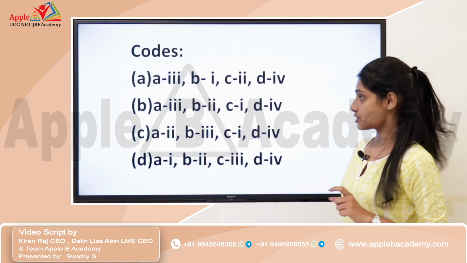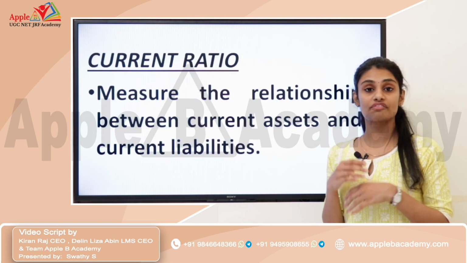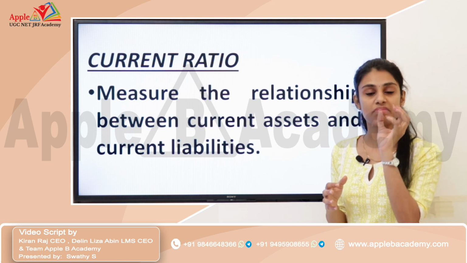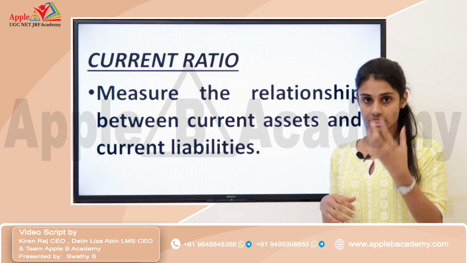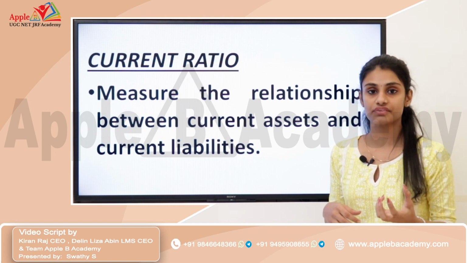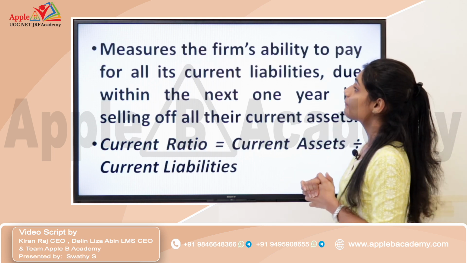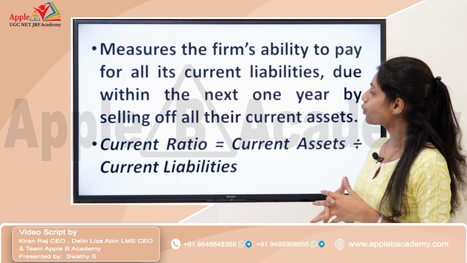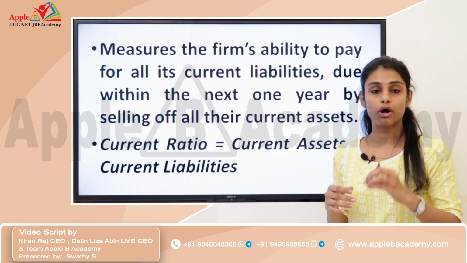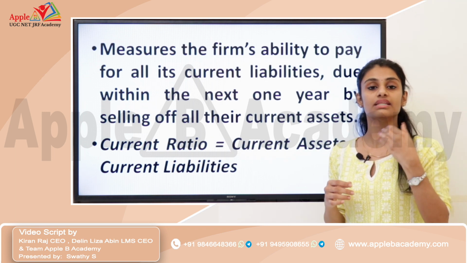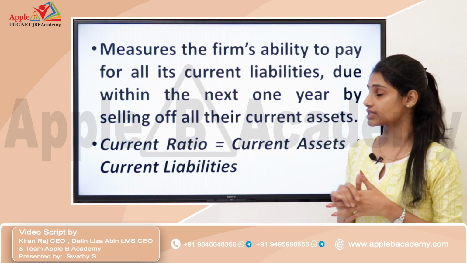You have the options like this. Coming to the first ratio, it is the current ratio. Let's check what this current ratio is. Current ratio is one of the important liquidity ratios and it measures the relationship between current assets and current liabilities of a company. It measures the firm's ability to pay all its current liabilities due within the next 1 year by selling off all its current assets. So this measures whether the company is able to make its short-term payments on time.